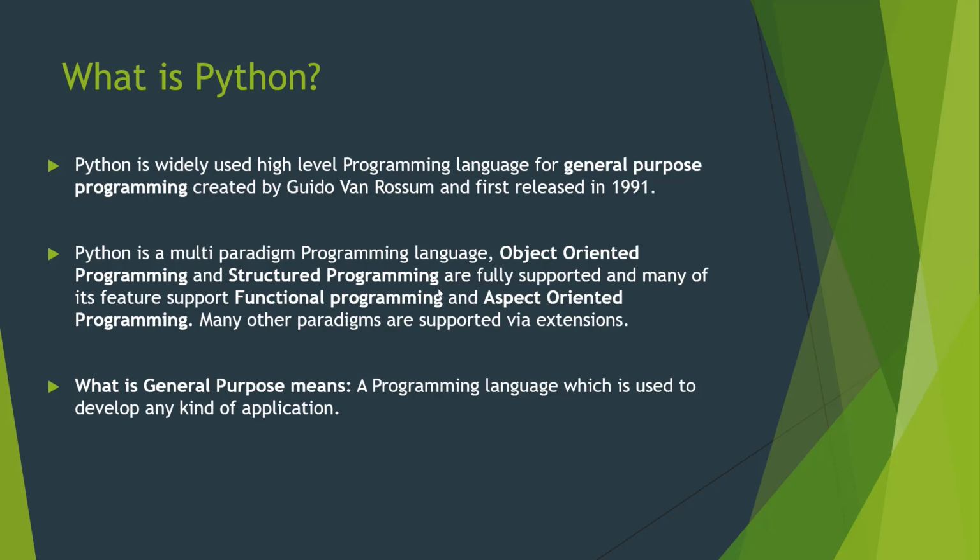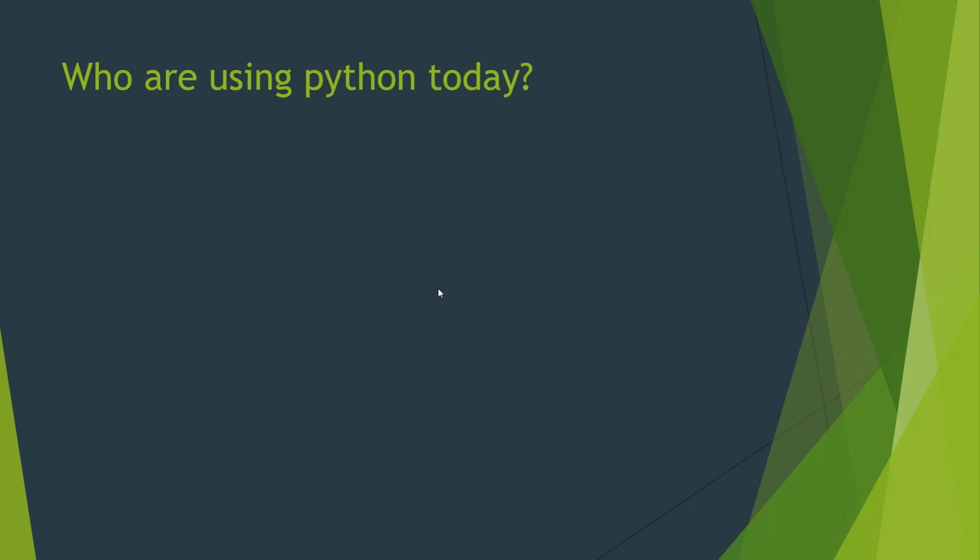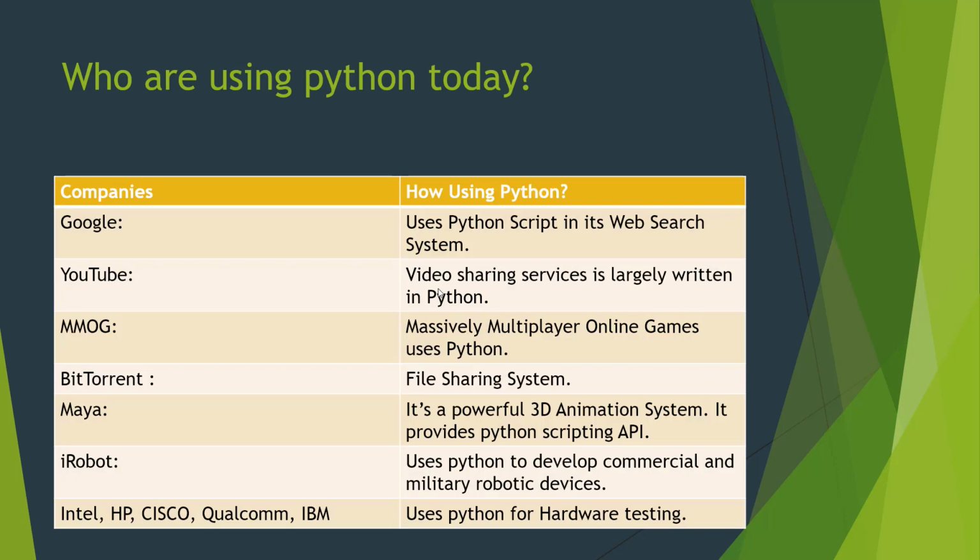Now, as we have seen what Python is, let's look at who is using Python today and how. Here is the list of companies and how they are using Python. As you can see, the giant company Google uses Python in its web search system. Likewise, YouTube uses Python in its video sharing system. And like this, you can see how companies are using Python.